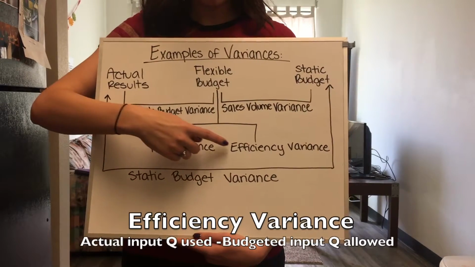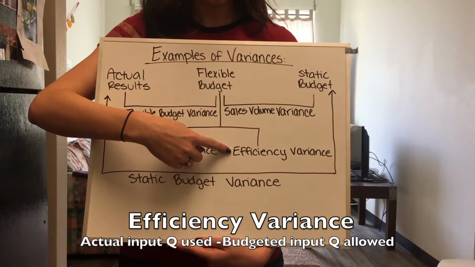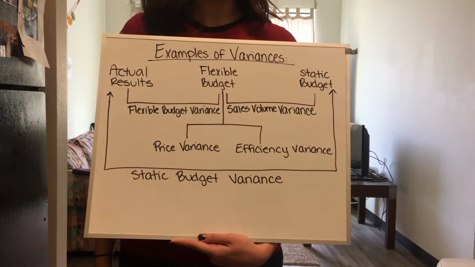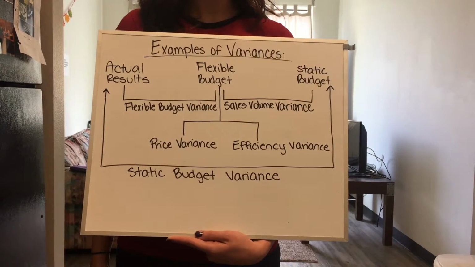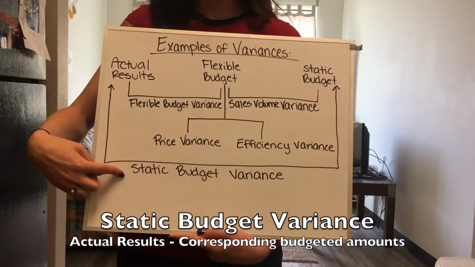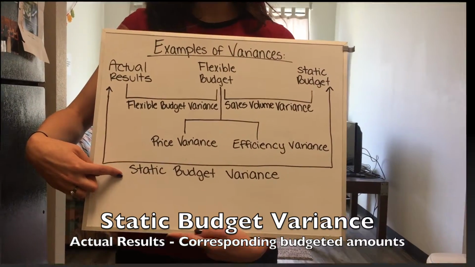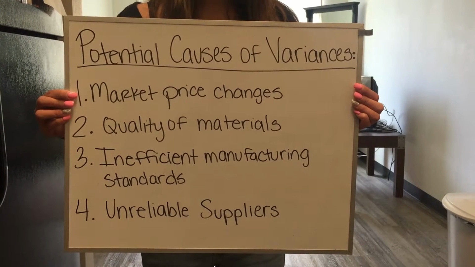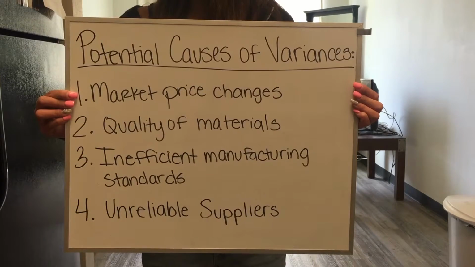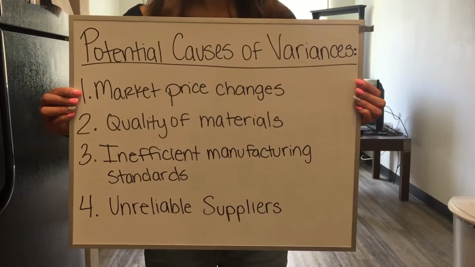Next is the efficiency variance, which is the difference between the actual input quantity used and the budgeted input quantity allowed. An example would be how many hours anticipated to make one unit versus how many hours are actually used. Next is the static budget variance, which is the difference between the actual results and the corresponding budgeted amounts in the static budget. Potential causes of price variances are market price changes, quality of materials, inefficient manufacturing standards, and unreliable supply chains.